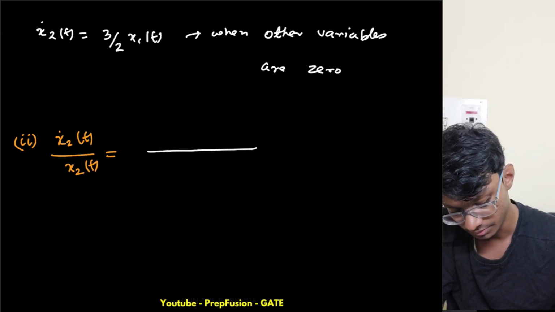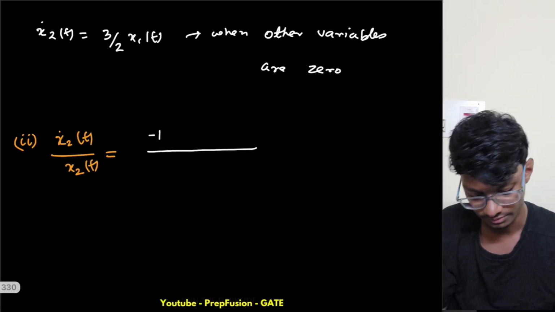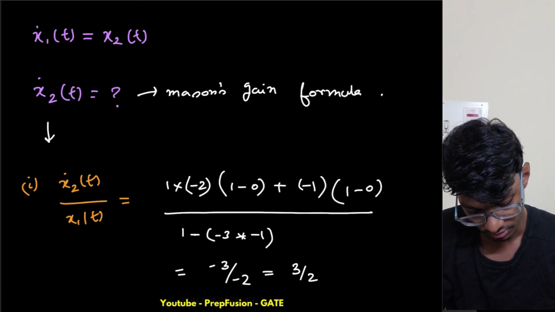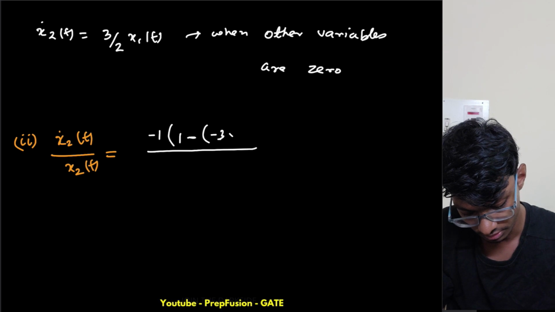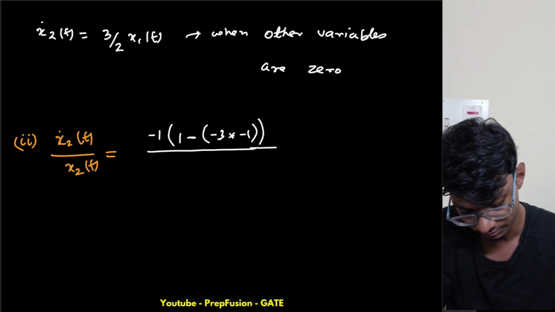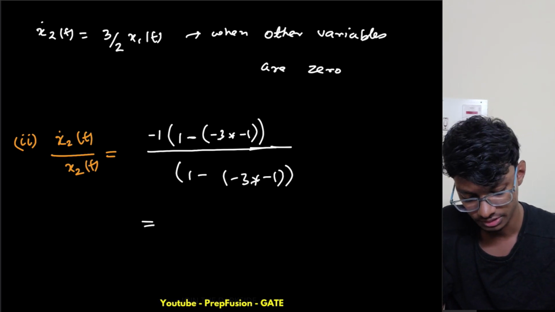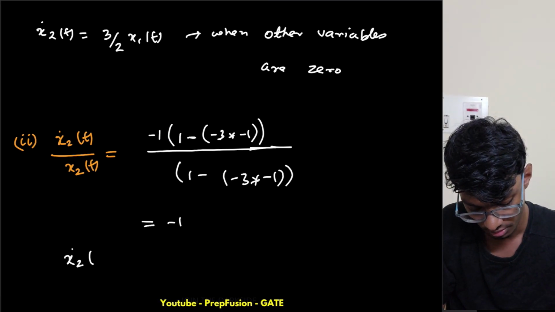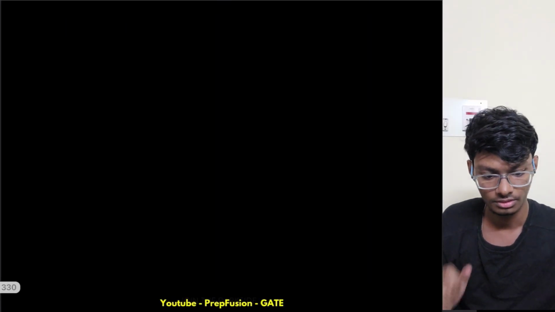So the forward path gain is minus 1, and what is the loop gain? Like the previous one, this is 1 minus minus 3 into minus 1. So this is minus 3 into minus 1, and this is 1 minus minus 3 into minus 1. Okay, so what is this equal to? The numerator and denominator get cancelled. We're only left with minus 1. So x2 dot equals minus of x2 of t. Okay, so this is what our x2 dot is.